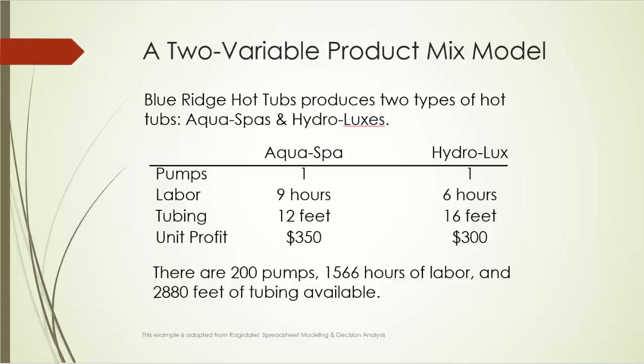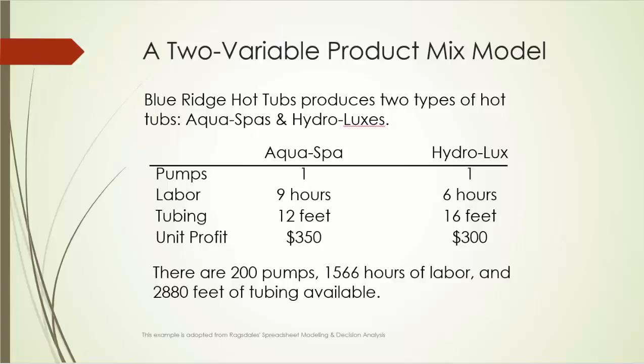The basic information about these two products is summarized in this table. Each aqua spa needs 1 pump, 9 hours of labor, 12 feet of tubing, and yields a profit of $350. Each hydrolax needs 1 pump, 6 hours of labor, and 16 feet of tubing, and yields a profit of $300.